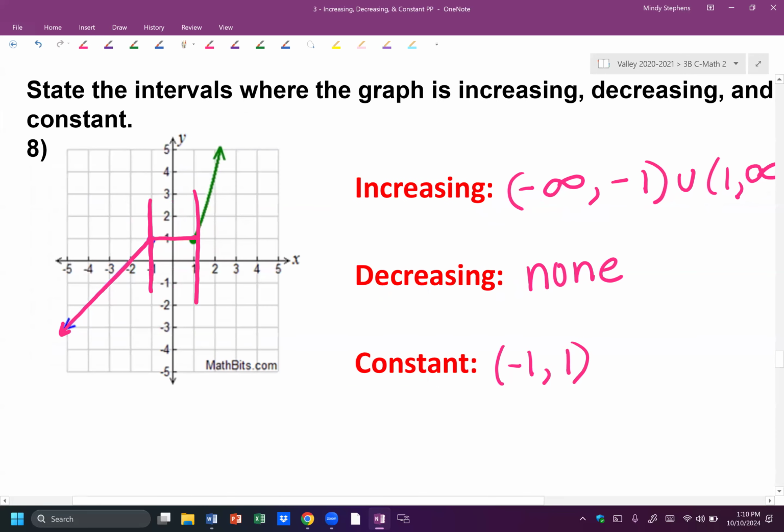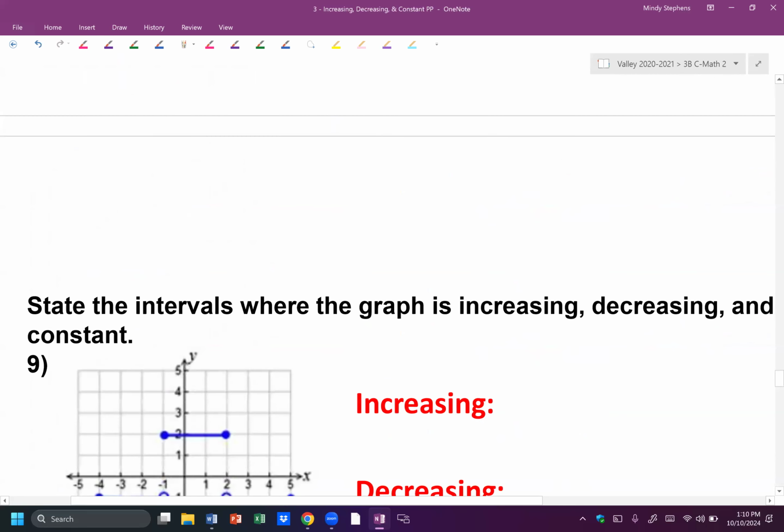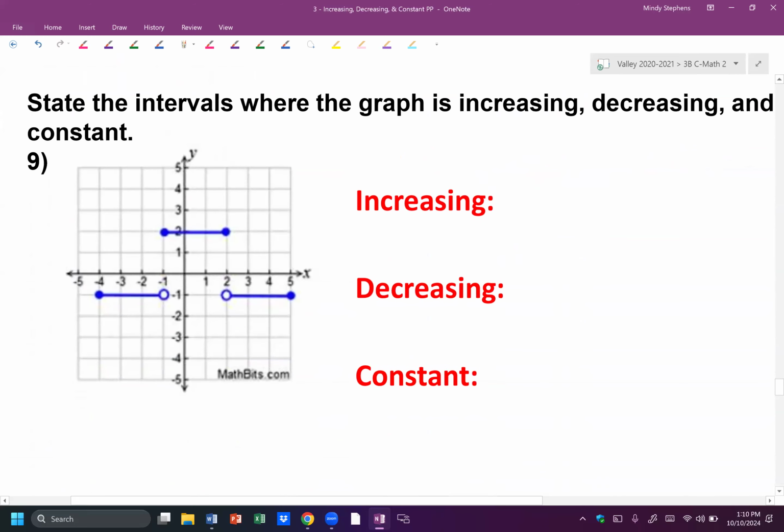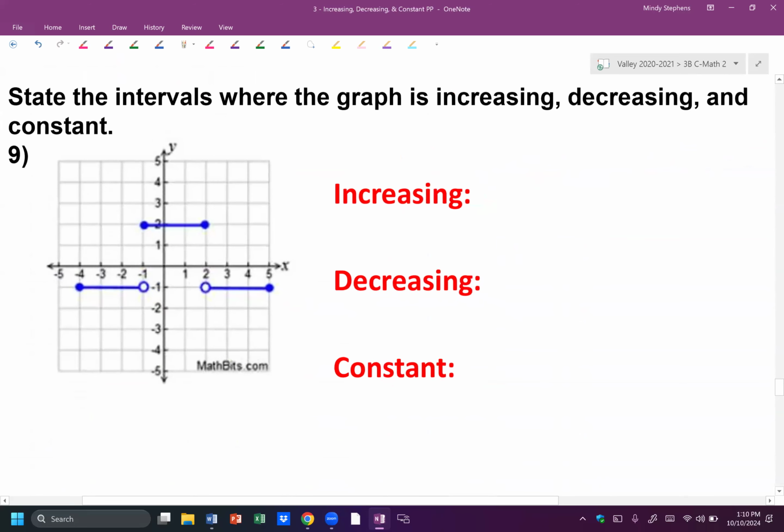Okay, number 9. This one's kind of a tricky one. So first of all, the easy part is it ever increasing or decreasing? No, it's not going up, it's not going down. So increasing is going to be none, decreasing is going to be none. That part's not too crazy.